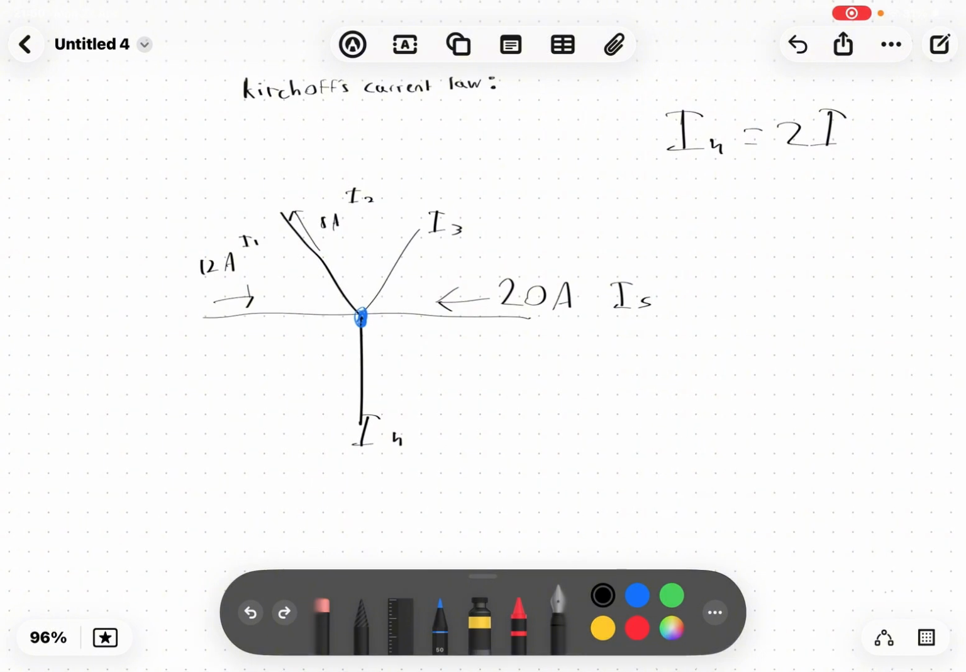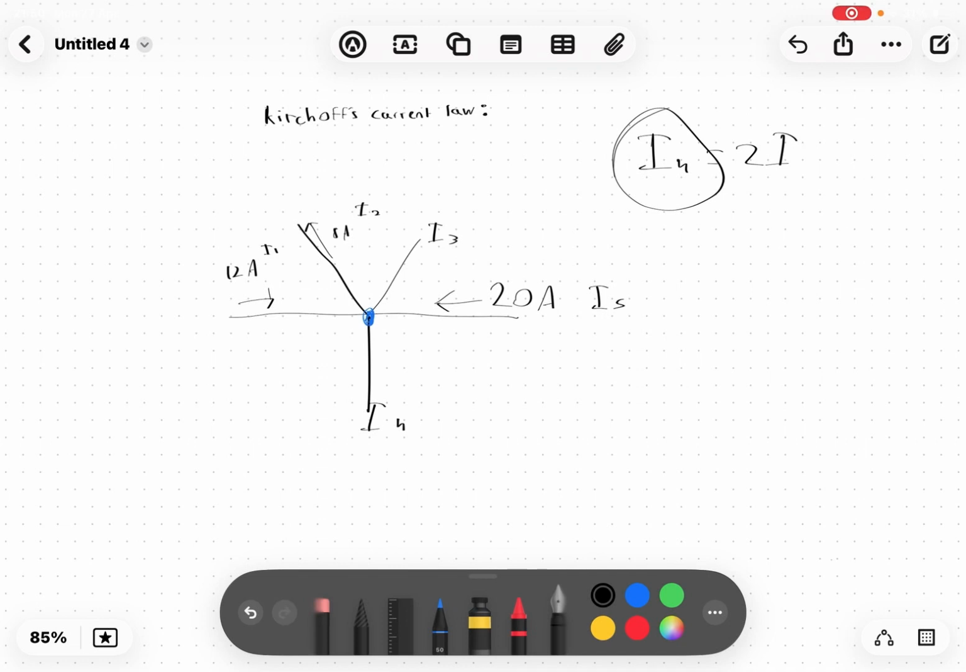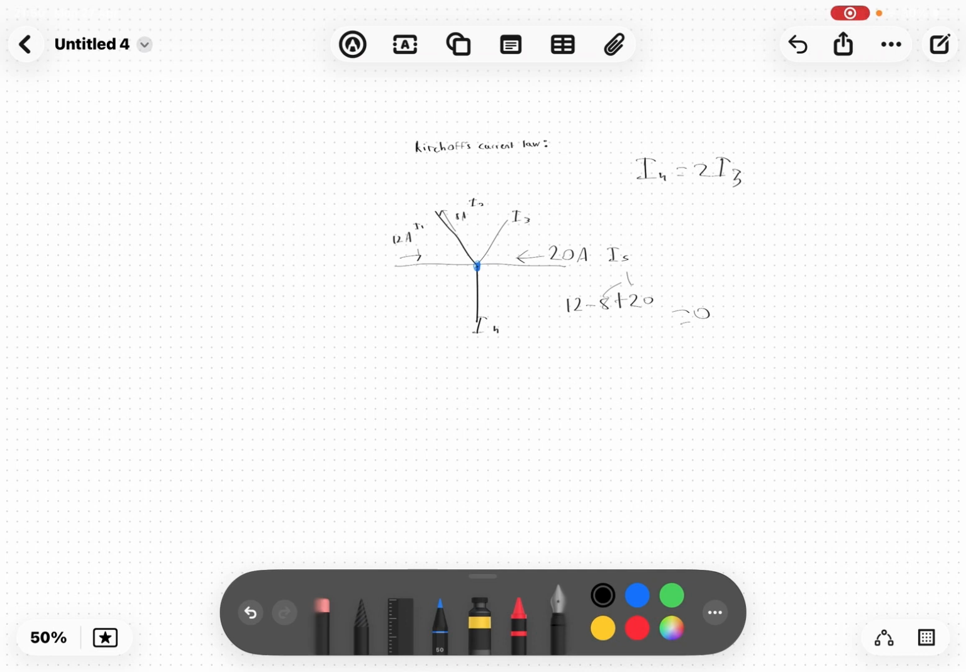Okay, here's another example, harder. We're given all these values, and we are given that I4 is 2 times I3, so double the value of I3. And again, everything equals 0. 12 is positive, going in. Negative 8 going out. Then positive 20. All this equals 12.